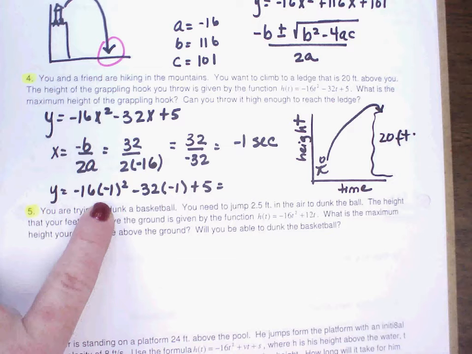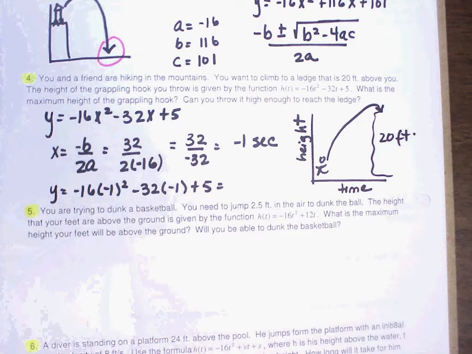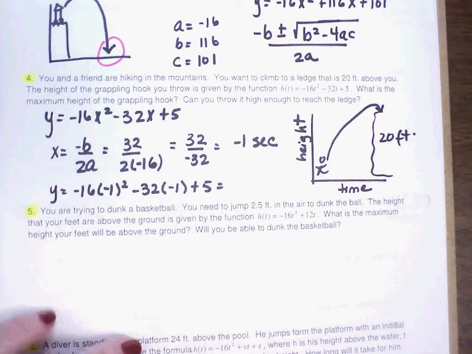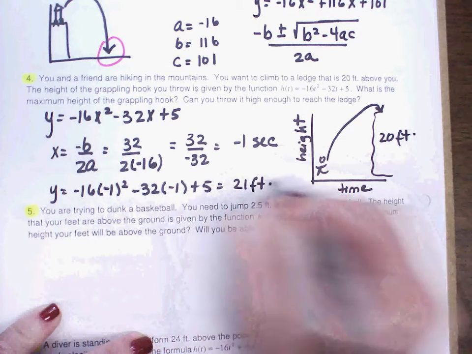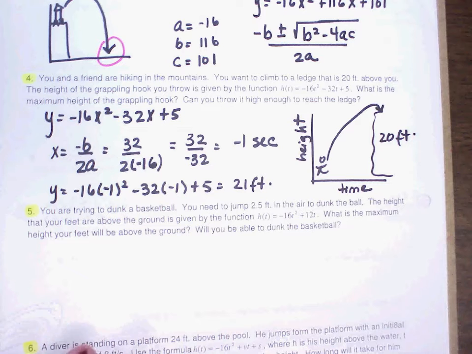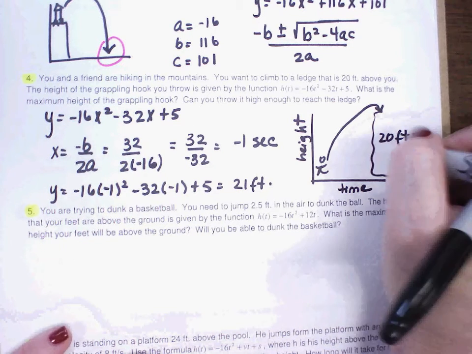So do that in your calculator and tell me how high that grappling hook can go. I can't hear you. What did he say? 21? Do we agree? 21 feet? Alright, so can you throw it high enough to reach the ledge? Yes, you sure can, because you only need 20, right? So the answer would be yes.